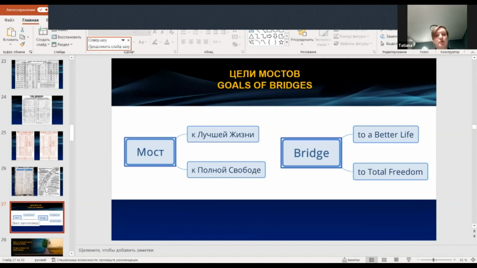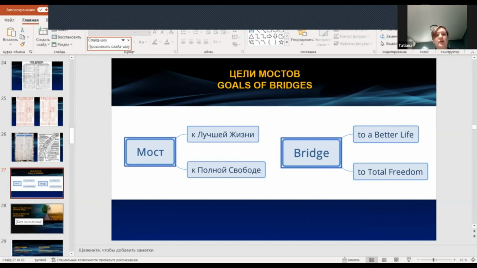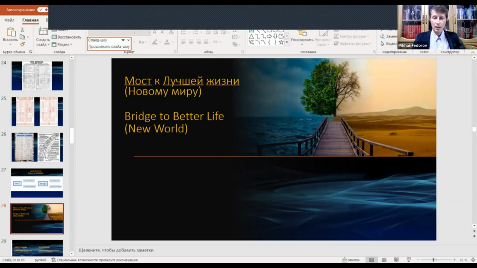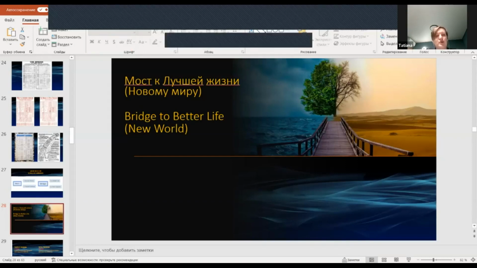When we read the descriptions of bridges, we can see the two main ideas that define a bridge. That is a bridge to a better life and a bridge to total freedom. So these are the two goals put there by the creator of the bridge that we can achieve. Bridge to better life. As you can see in the picture, and it's actually taken from Ron's article, there is a worse, not the worst, part of life. And a person can move from there to live a better life, which is an improved and more successful version.